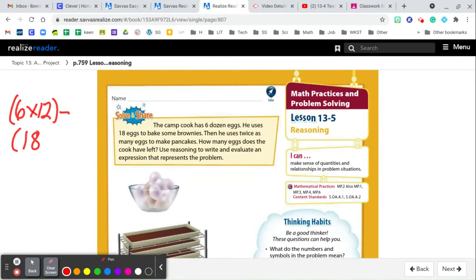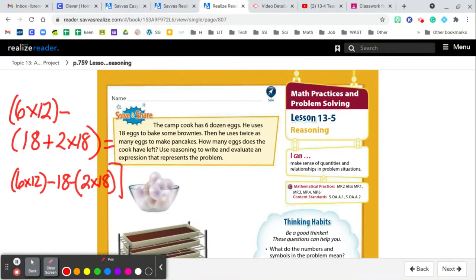And let's see, 18. He uses 18 eggs to make some brownies. Then he uses twice as many eggs to make pancakes, plus 2 times 18. And you can also do this one with brackets and braces if you want to get fancy schmancy. You can do 6 times 12, put that in parentheses, minus 18 minus 2 times 18. And you can put that all together in a bracket or a brace. All sorts of different ways you can solve that.